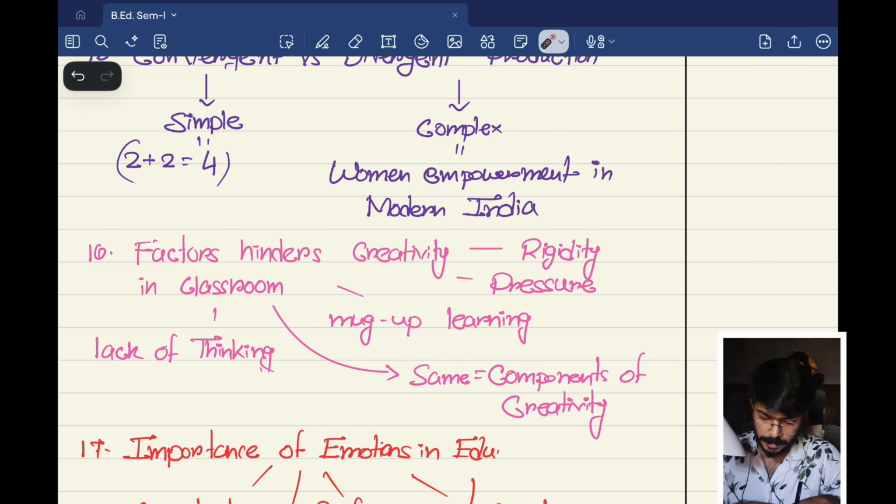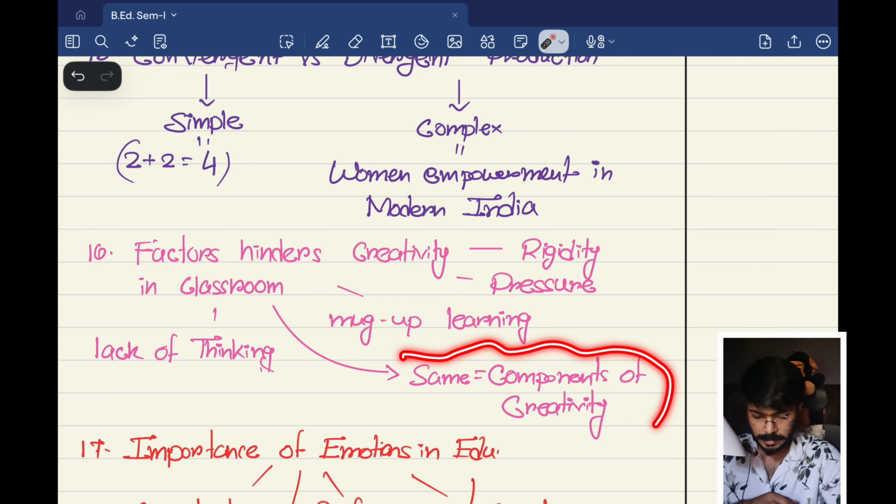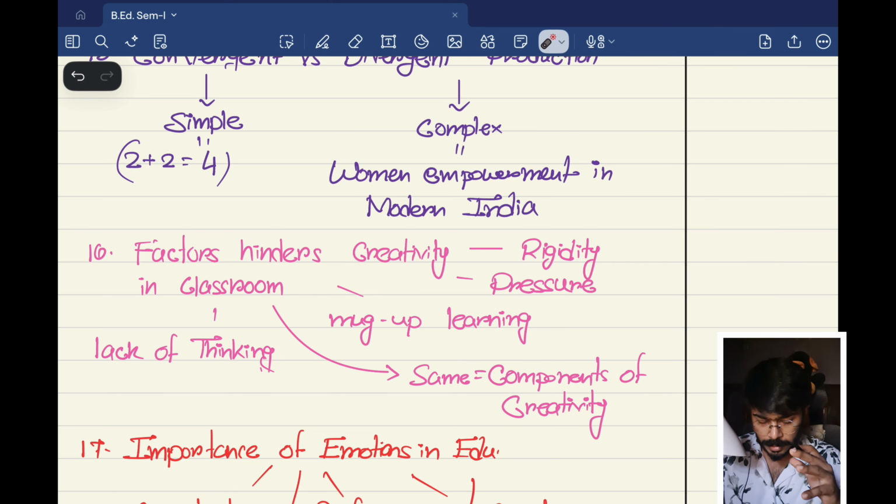So again, one important tip: you can link the components of creativity with this topic. I know these questions are of 2 marks, but what if the same question is asked for 5 marks or 10 marks? It is very likely to happen. It can happen.